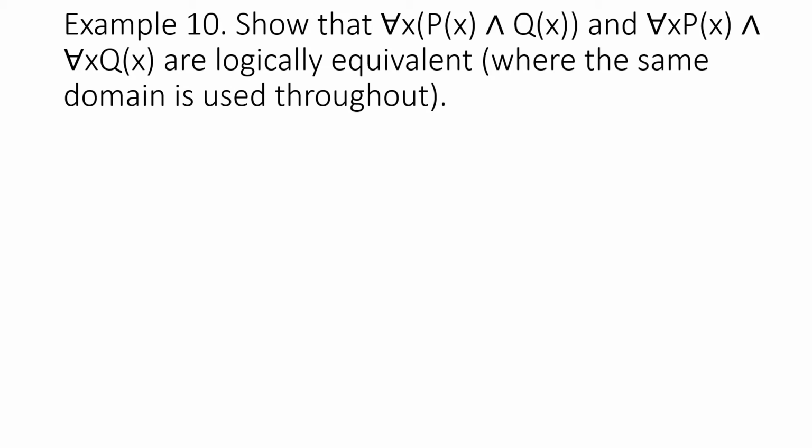So for the solution, to show that these statements are logically equivalent, we must show that they always take the same truth value no matter what the predicates P and Q are, and no matter which domain of discourse is used. So suppose that we have particular predicates P and Q with a common domain. We can show that for all x, the quantity P of x and Q of x, and for all x P of x and for all x Q of x, are logically equivalent by doing two things.